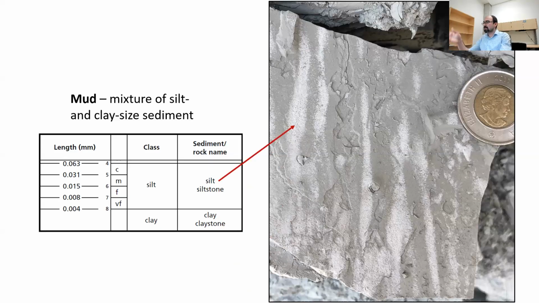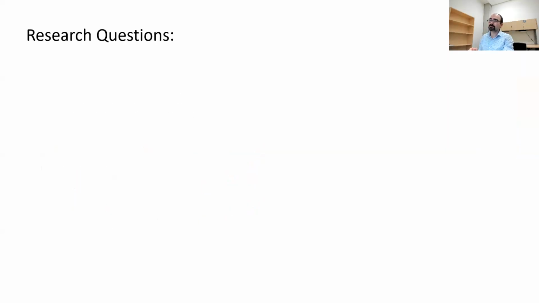Here we have an example. This photograph is of a bedding plane, a hand sample showing the bedding plane. Here we have silt, which is the light colored layers, and clay, which is the finer layers. This is fine-grained sediment, finer than sand size.